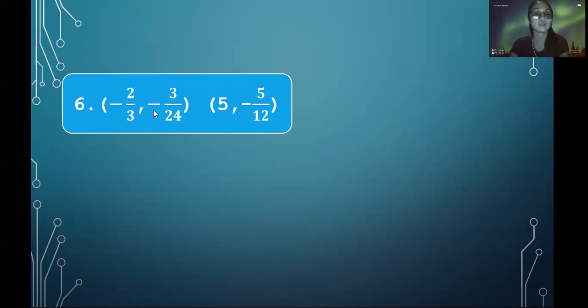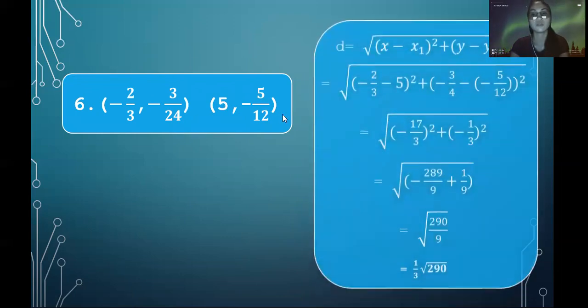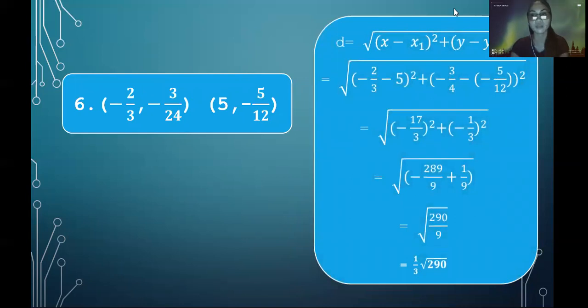Negative 2 thirds, then negative 3 over 4. Then the other one is 5 and negative 5 over 12. So same as problem 1 to 5, we're going to find the distance between the points. So d is equal to the square root of x minus x sub 1 squared plus y minus y sub 1 squared.